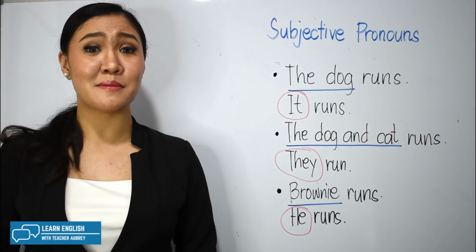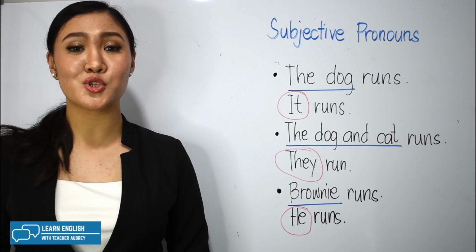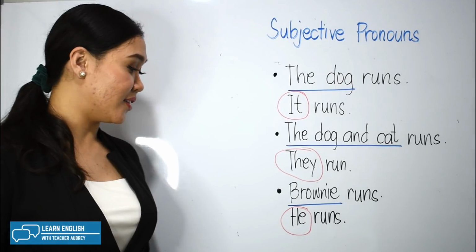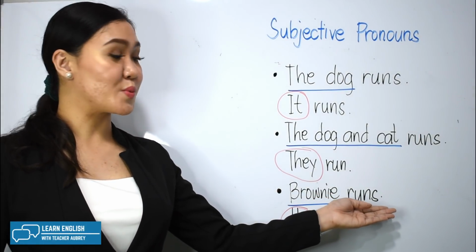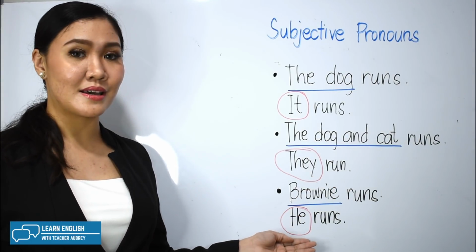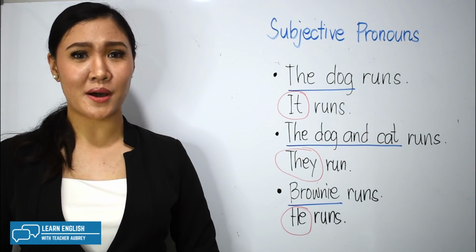So since he is a male, he is a boy dog, I am going to substitute his name Brownie with the subjective pronoun he. Brownie runs. Because Brownie is a male dog, I am going to substitute that with he. He runs. Once again, let's read them one by one.